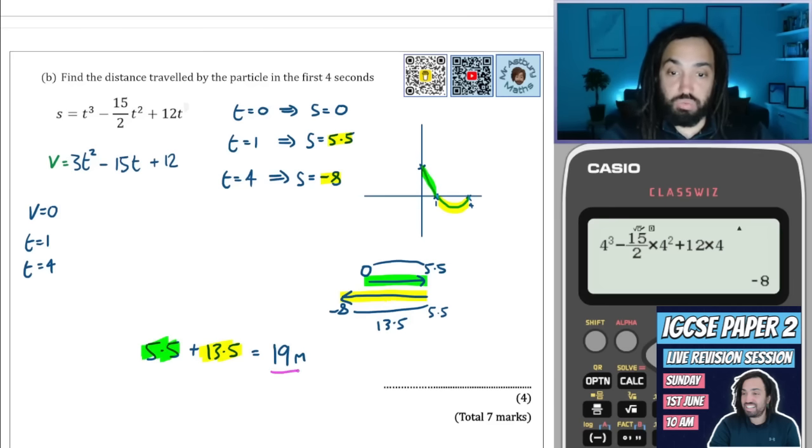And if you got that right, very, very well done. And that is the end of the paper.